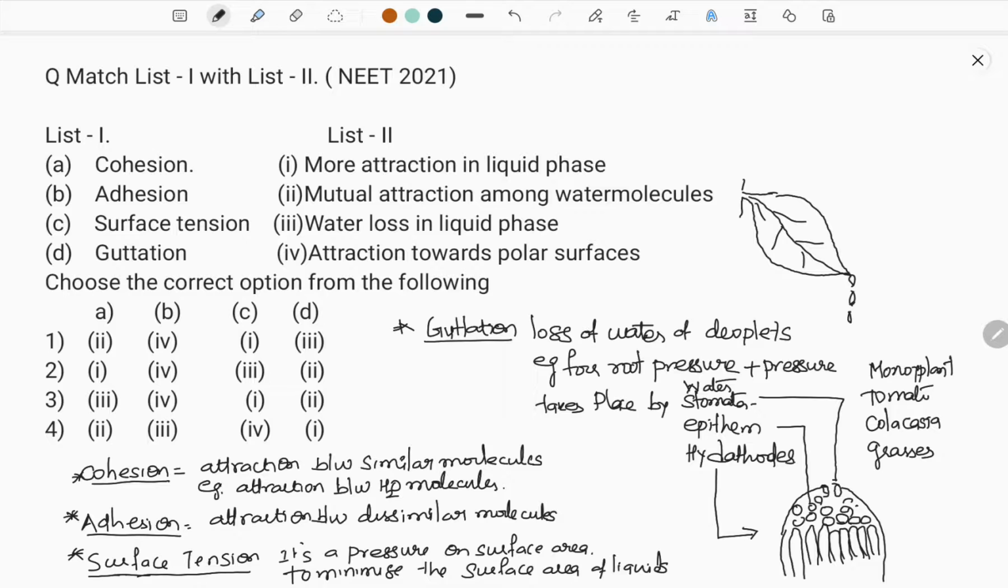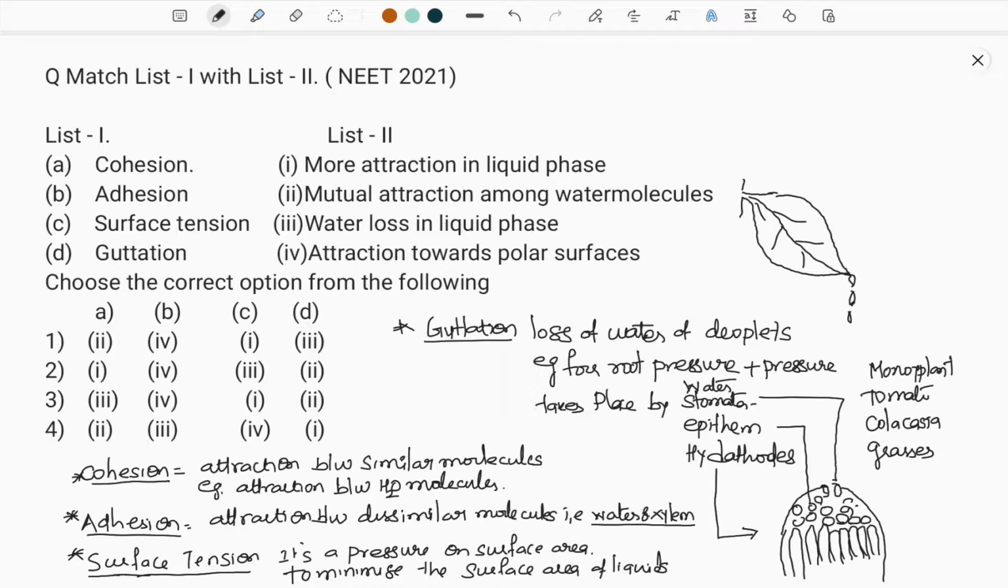Now we have a clear understanding of cohesion, adhesion, surface tension, guttation. Cohesion means attraction between water molecules. Adhesion means attraction between water and xylem. I am writing here: attraction between water and xylem. We are talking purely in terms of the chapter Transport in Plants. We have a theory, the cohesion, adhesion, tension theory, proposed by Dixon to explain transpiration pull from the root of the plant to the tip of the plant.